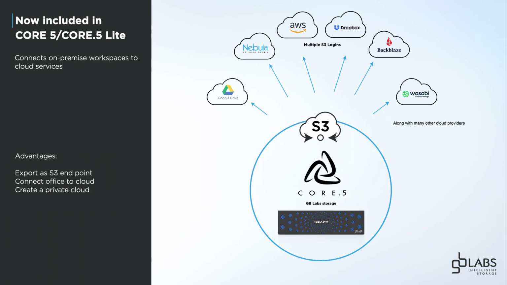So another key advantage that's now built into Core 5 is the ability to take that storage from within your GB Labs appliance and share it out using the S3 protocol. This allows you to connect either on-prem to other devices that require communication using S3, or indeed share it out for other cloud services and storage to access. The ability to export via S3 also allows you to effectively create your own private cloud.